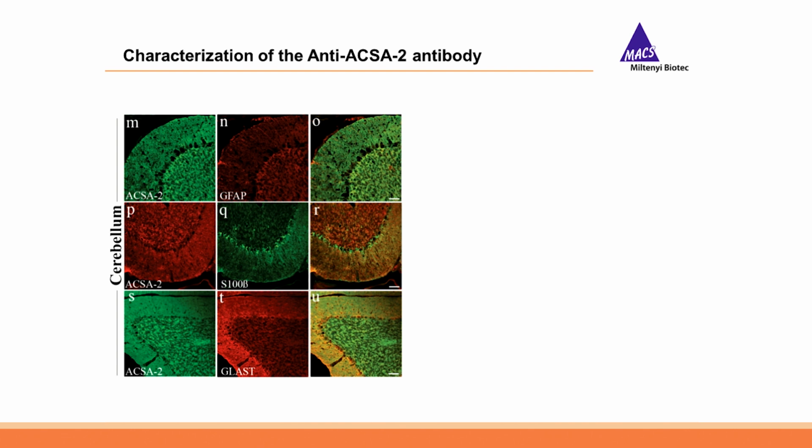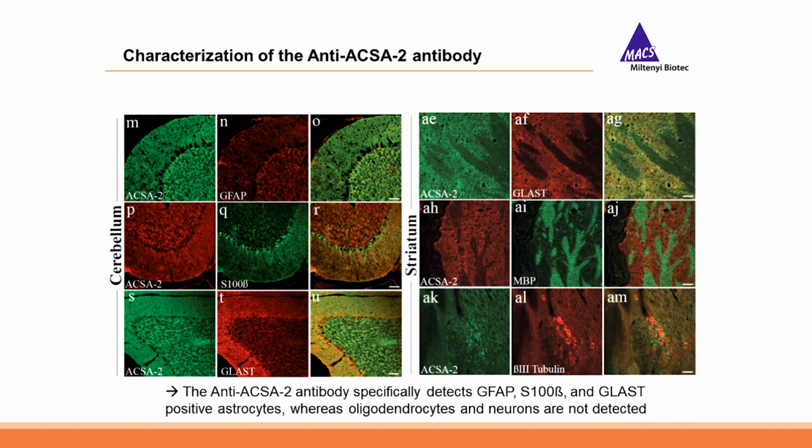We also investigated AXA2 expression in the striatum, and here the anti-AXA2 antibody shows a clear co-expression with GLAST, as you see in the upper row, and no co-localization with the oligodendrocyte marker NG2 in the second row, and it also showed no co-expression with beta-3 tubulin, as you see in the third row, so beta-3 tubulin as a marker for neurons. So as a summary, we can say that the anti-AXA2 antibody specifically detects GFAP, S100 beta, and GLAST positive astrocytes, but we did not detect any double positive immunoreactivity with oligodendrocytes or neurons.